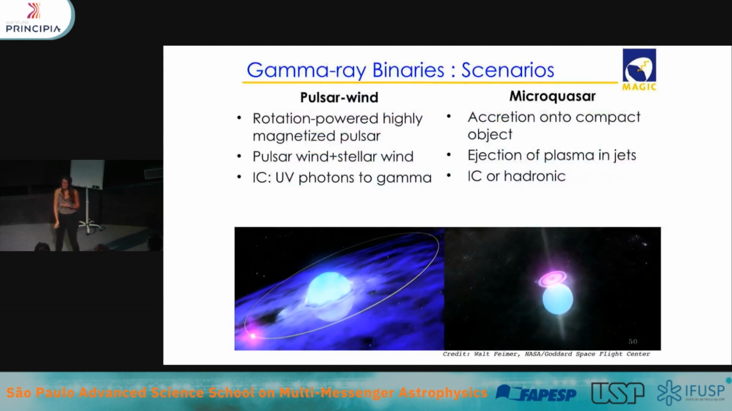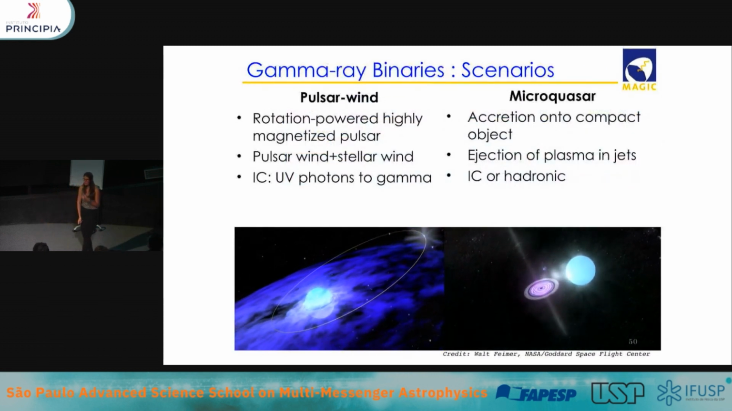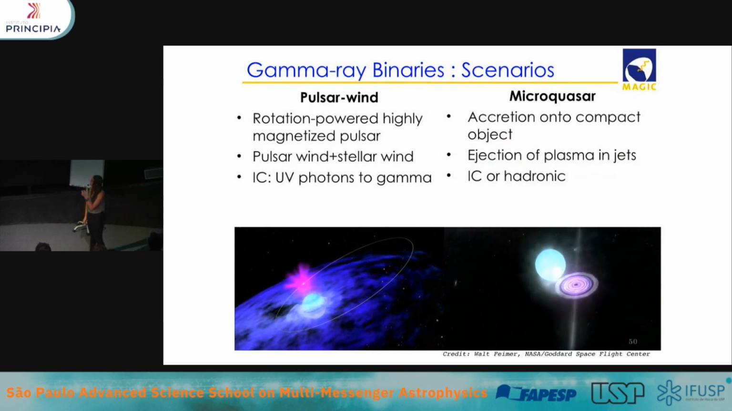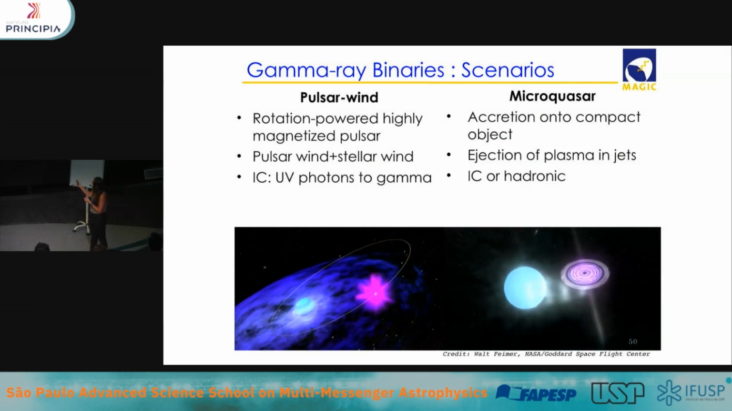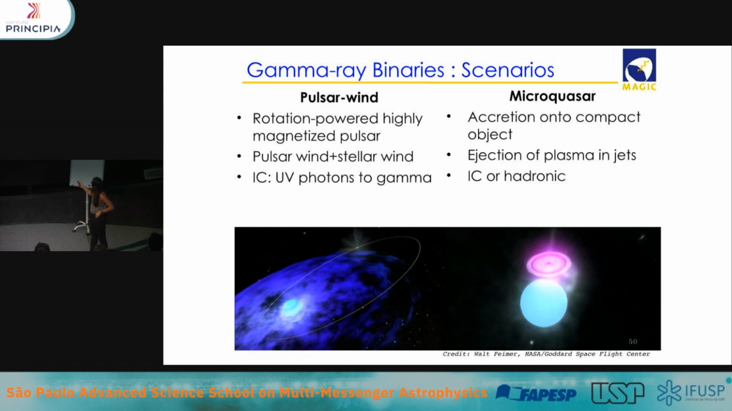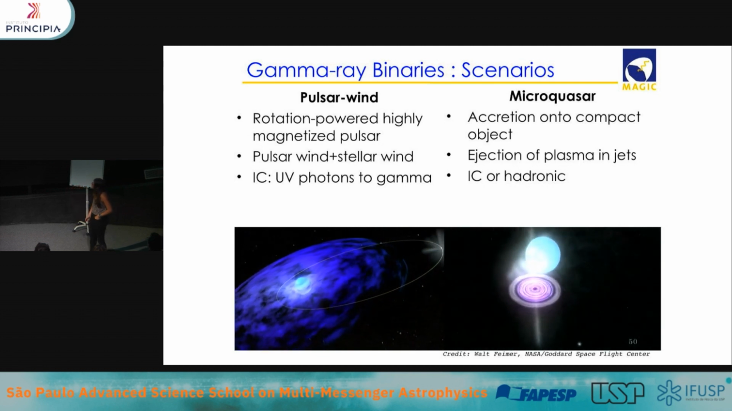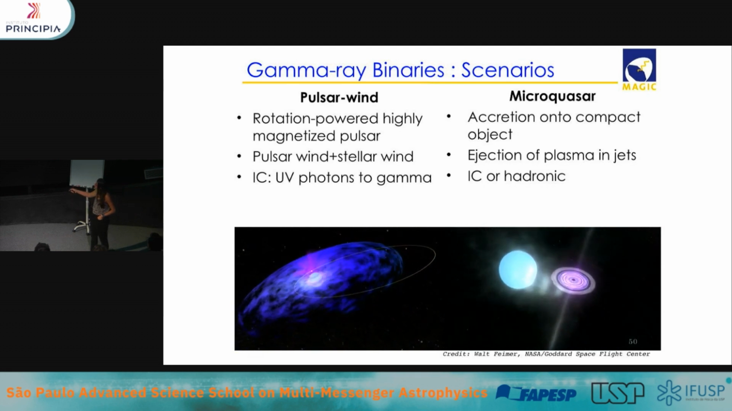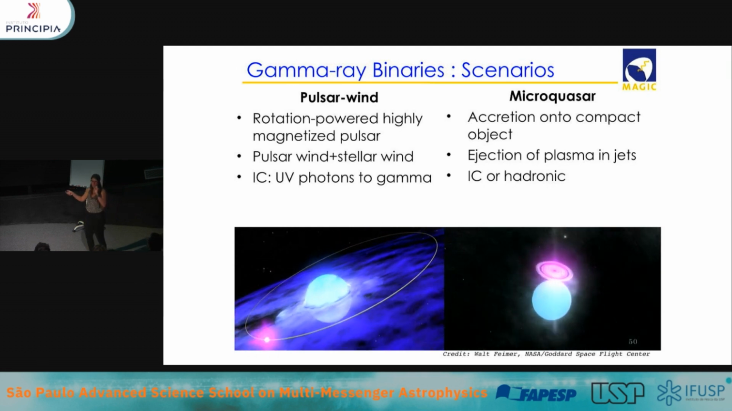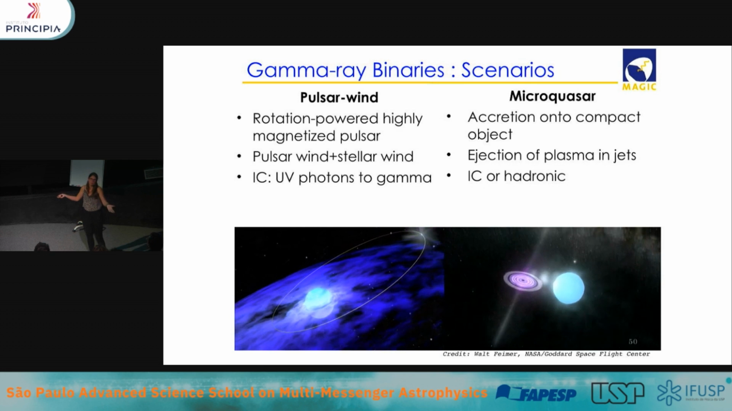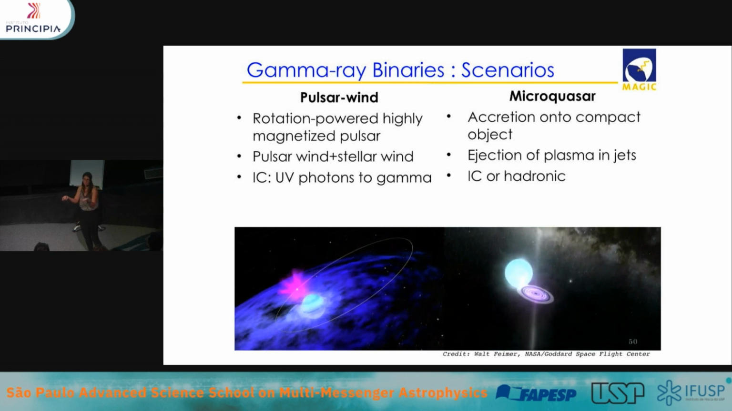And why it's so difficult to determine if gamma ray binaries are microquasars, accreting material into a black hole, or if we are in this radio pulsar scenario. Because of course, if you were here, you were expecting to detect pulsations. If you have a pulsar, you should detect pulsations like you detect from the Crab Nebula.